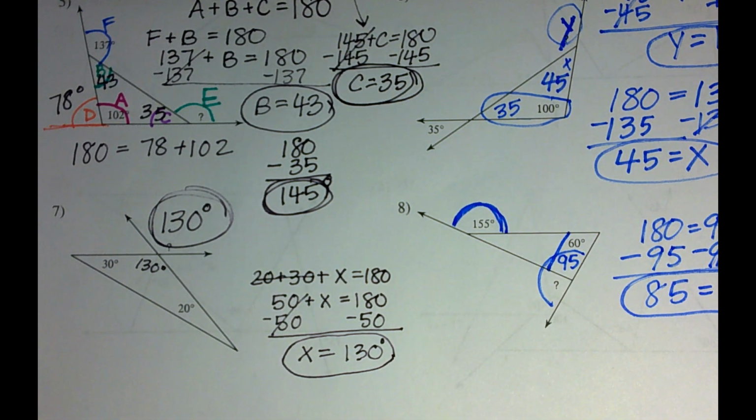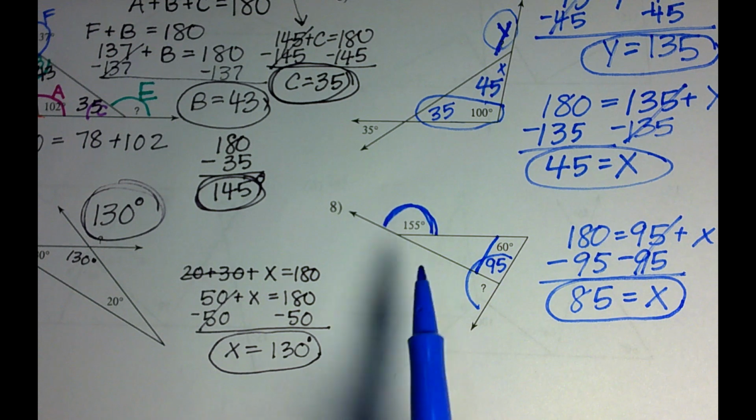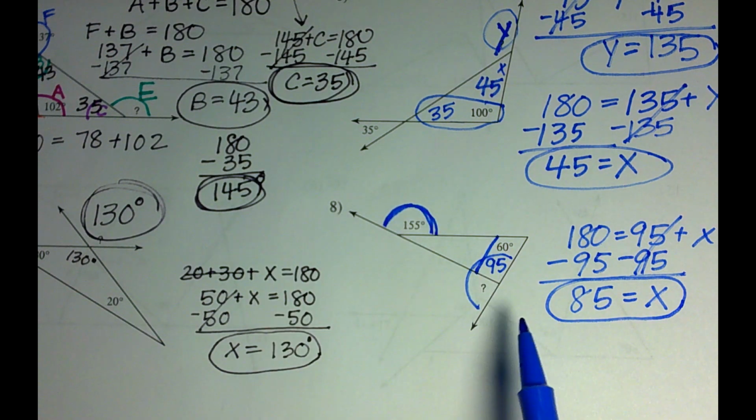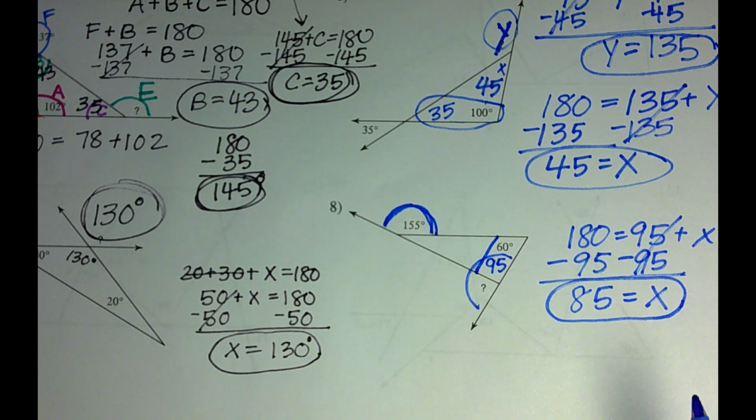I wonder, I bet you that works for all of them. I bet it does. That's crazy. Wow. This is advanced stuff. This is kind of cool. So let me see. Anybody that did number 8, did you also get 85 for your missing angle? Okay, we're just discovering shortcuts.